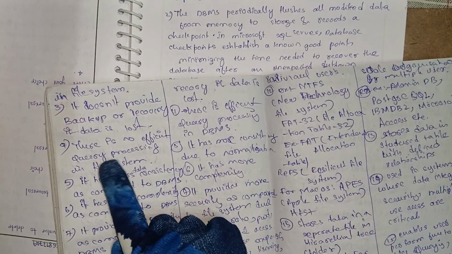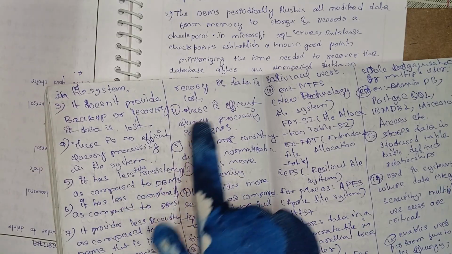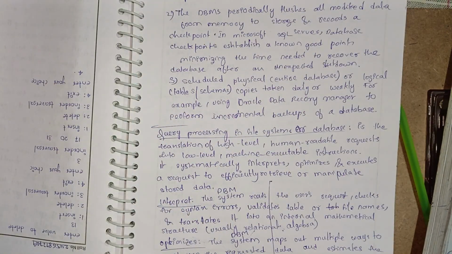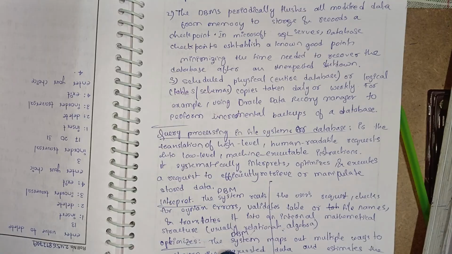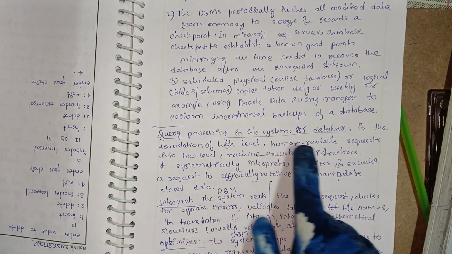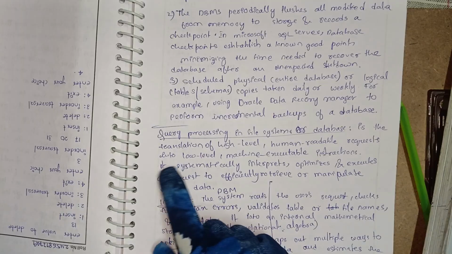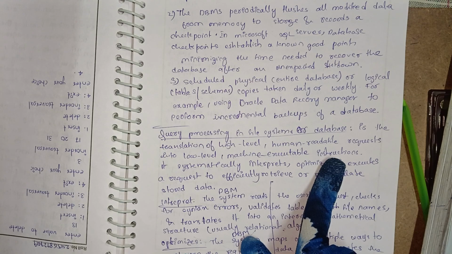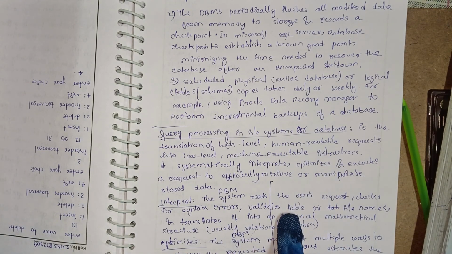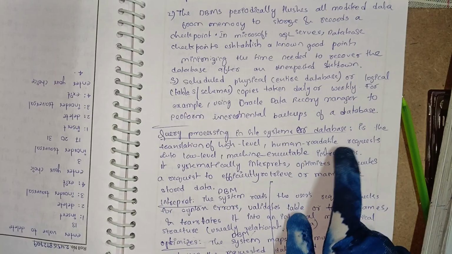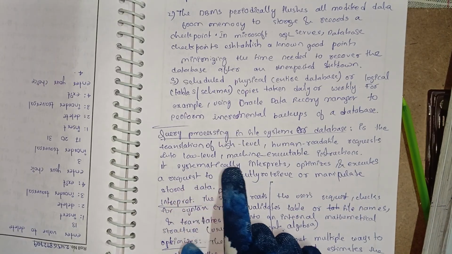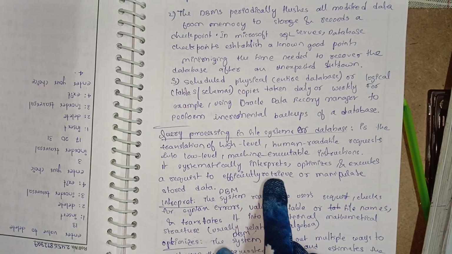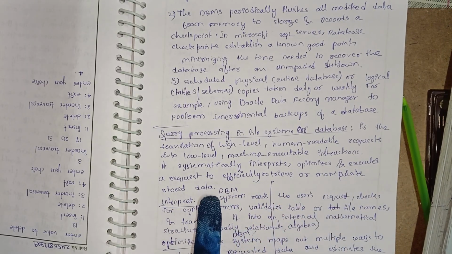And there is no efficient query processing in the file system. There is efficient query processing in the DBMS. So what does query processing mean? In a file system or database, it is the translation of a high level human readable request into low level machine executable instructions. Request to instruction, it is converting. It systematically interprets, optimizes, and executes a request to efficiently retrieve or manipulate stored data.